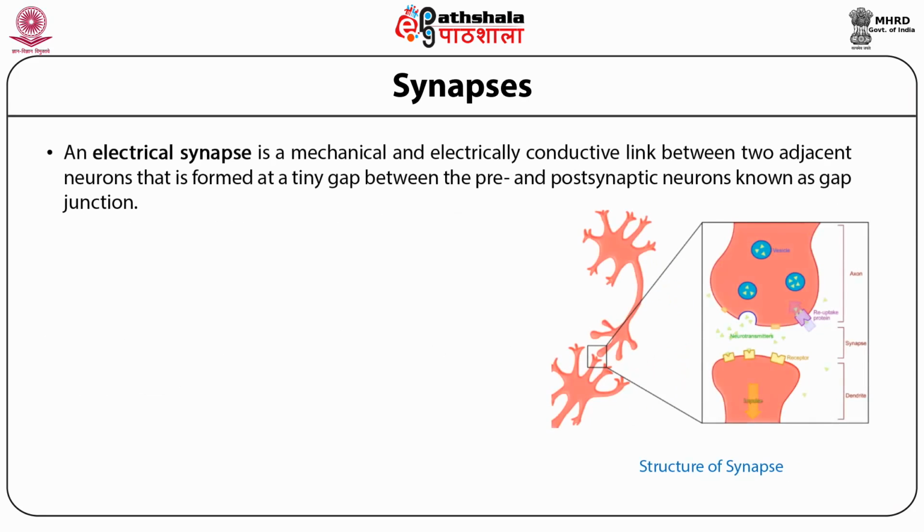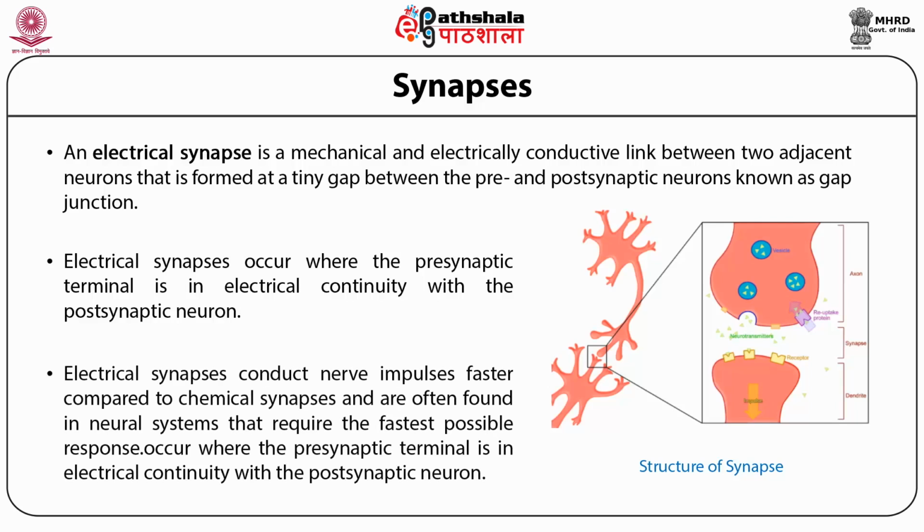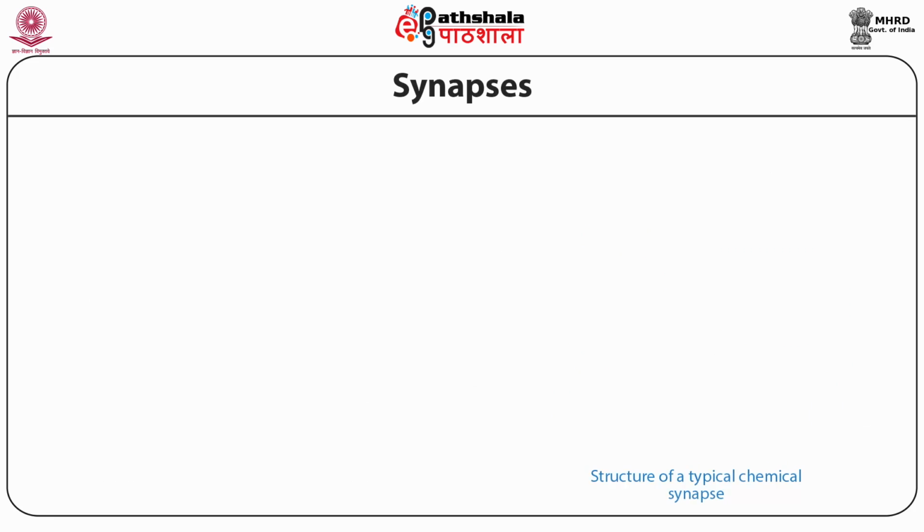An electrical synapse is a mechanical and electrically conductive link between two adjacent neurons that is formed at a tiny gap between the pre- and postsynaptic neurons known as gap junctions. Electrical synapses occur where the presynaptic terminal is in electrical continuity with the postsynaptic neuron. Electrical synapses conduct nerve impulses faster compared to chemical synapses and are often found in neural systems that require the fastest possible response.